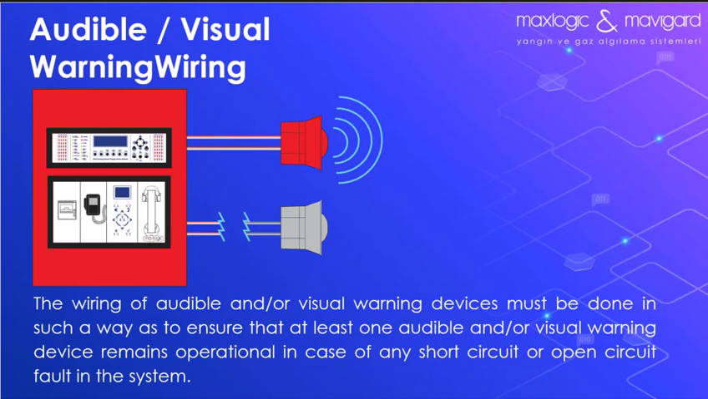The wiring of audible or visual warning devices must be done in such a way as to ensure that at least one audible or visual warning device remains operational in case of any short circuit or open circuit fault in the system. As you see on the screen, the wiring must be done in this way.